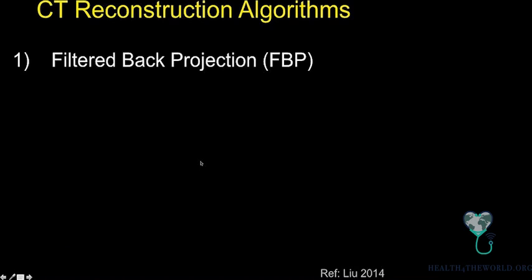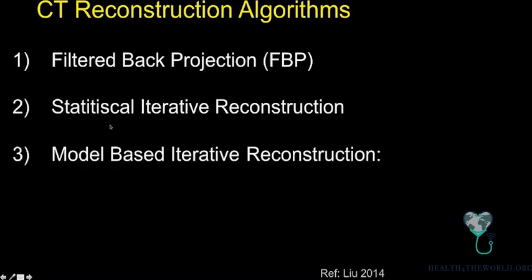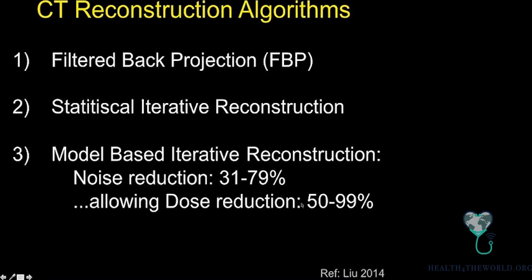So there are different CT reconstruction algorithms out there. The standard that is used on all scanners as a default will be filtered back projection. A fancier mathematical reconstruction will be statistical iterative reconstruction, and an even fancier, most recent reconstruction is called model-based iterative reconstruction. This one, which is the latest and greatest, depending on what study you read, you have noise reduction of anywhere from 31 to 79%, allowing a dose reduction of 50 to 99%. And that 99% may sound absurd, but I'll show you an example of where that's actually not such a crazy number in terms of the amount of dose that you can get away with reducing.